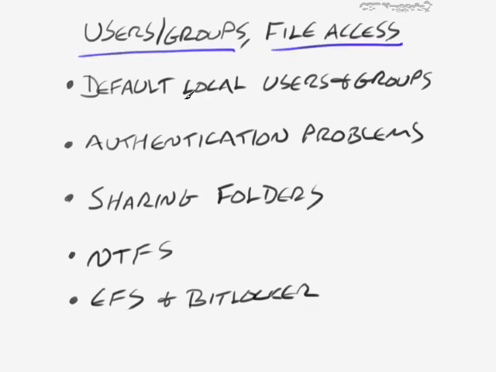We started off by talking about the default local users and groups. Remember, in a domain, there's a lot more than these, but we have at least things such as power users, guests, administrators, and the associated user accounts that are also members of those groups. We took a look at authentication problems that people sometimes run into, such as just forgetting their password or getting locked out. We took a look also at shared folders.